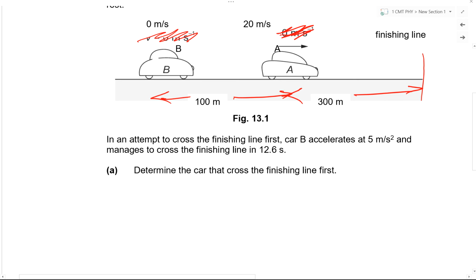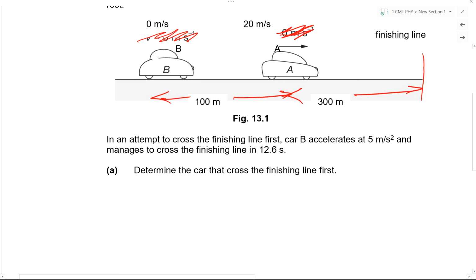Accelerate some more. At the 5th second, what is his speed now? How much is the speed? At the 5th second? 25, because 5 times 5 is 25 meters per second. Now he is faster than A. But is he still behind A? Yeah, he might still be behind A. He may be going faster than A. Car A is 20 meters per second. Car B, all these four seconds, was still behind. His speed now increased to 25, and now he is catching up. He is still behind, but he is catching up now.